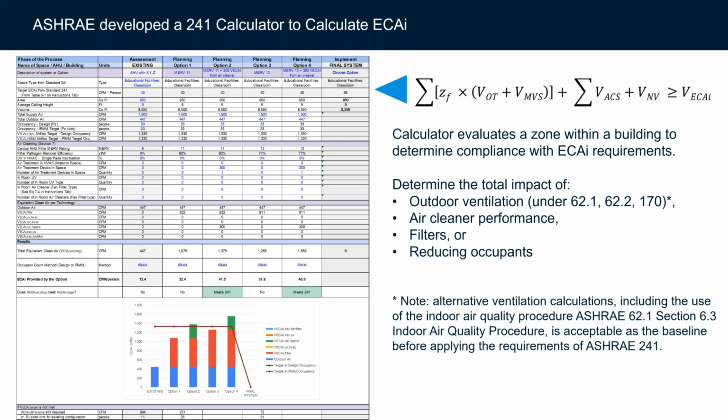So what you do is you enter the category, what's that space type? It then populates what the CFM per person is. You then start to enter your area and your ceiling height, so you get your volume. You can design for how many people are going to be actually in that room. It will populate what's in the VRP.